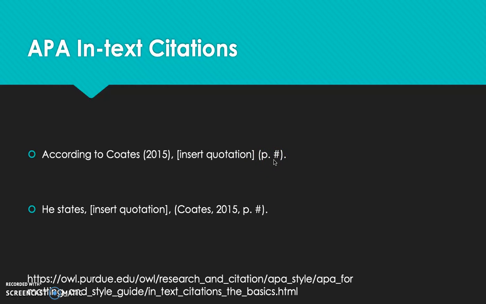Simply put all the information from above in one set of parentheses separated by a comma after your quotation if you choose to not use a signal phrase. So for example, you would include your quote right here and say, end the quote, put a comma and say Coates, comma, 2015, comma, and then the page number. Close the parentheses and put a period.